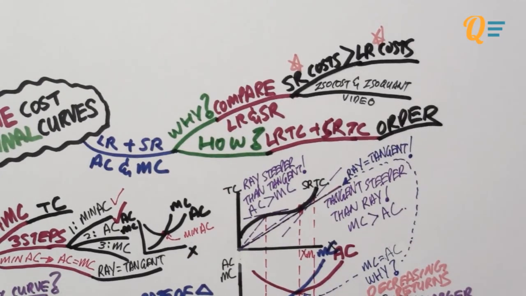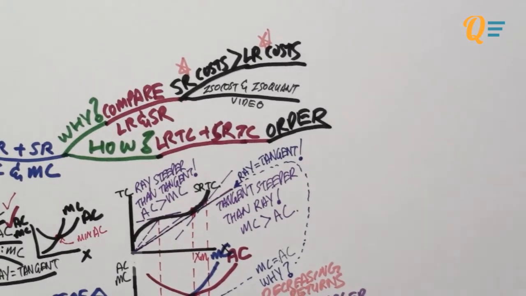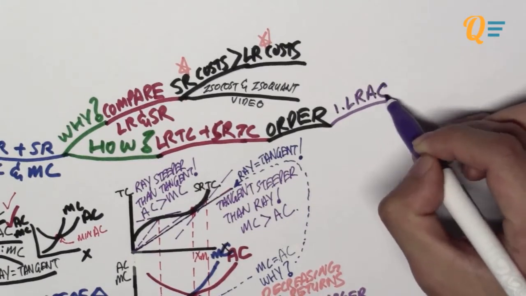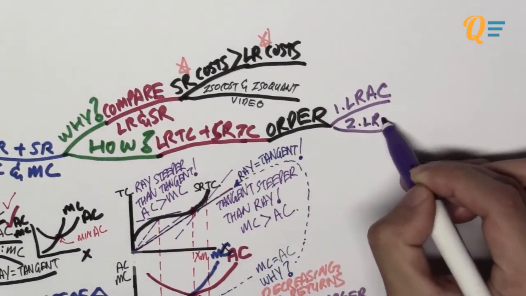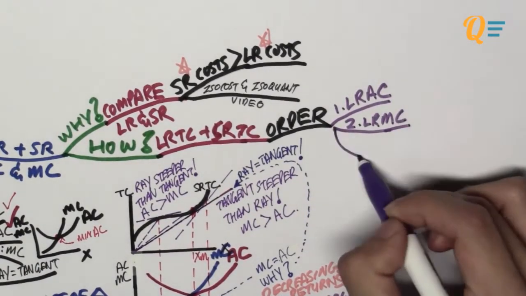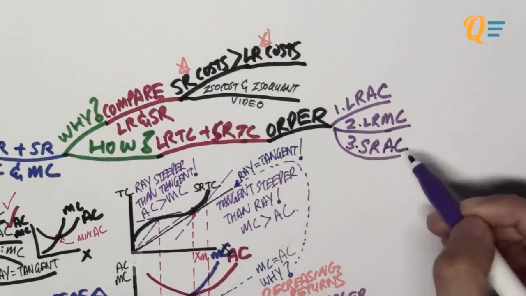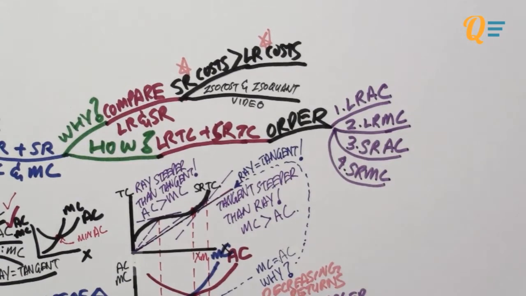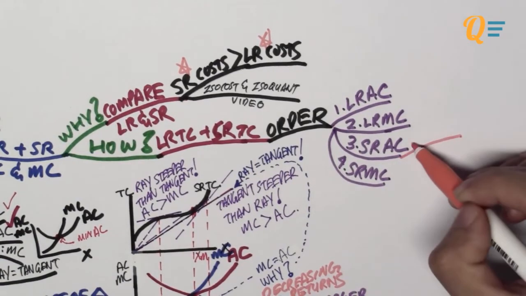And we're going to draw all the short run, long run, average, and marginal costs in this particular order. Now, the first curve you're going to draw is the long run average cost curve. The second one will be the long run marginal cost. The third one will be the short run average cost. And then the fourth one is going to be your short run marginal cost curve. So that is the order that I recommend.